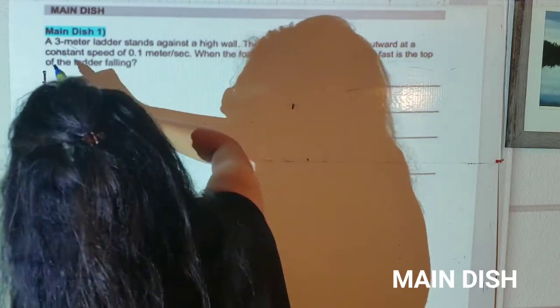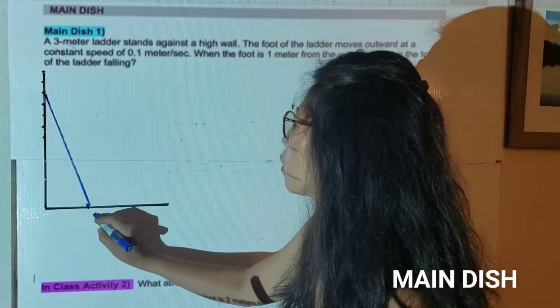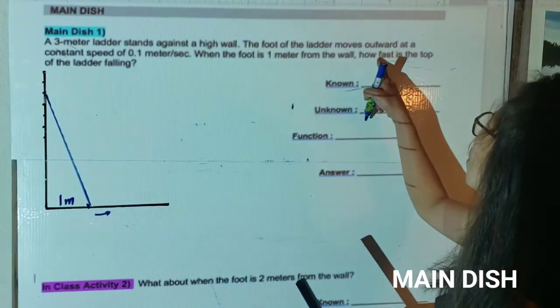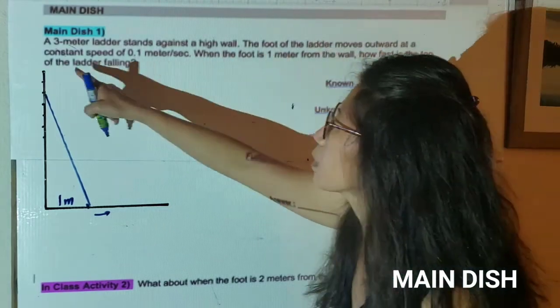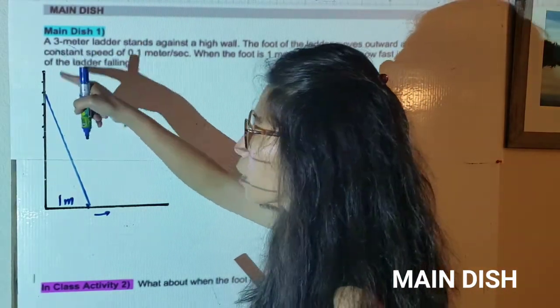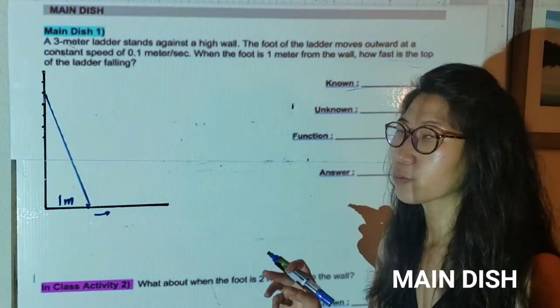And what they're gonna do is they're gonna move that one outward. So we want to move that ladder outward, and when this one was 1 meter from the wall, how fast is the top of the ladder falling? So let's see what's going on. Ladder standing, and why we have to do this question. I want to see this part.